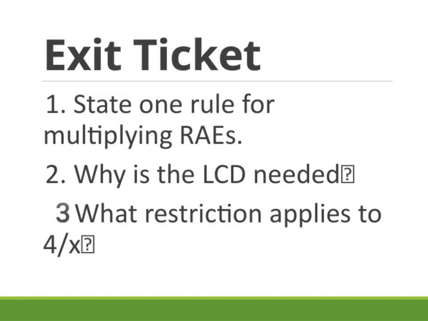Let's wrap up by reviewing a few key points. First, we need to state one rule for multiplying RAEs. Then, we'll consider why the LCD, the least common denominator, is necessary. Finally, we'll look at the restriction that applies to the expression 4 over x. These questions will help us check our understanding before we finish.